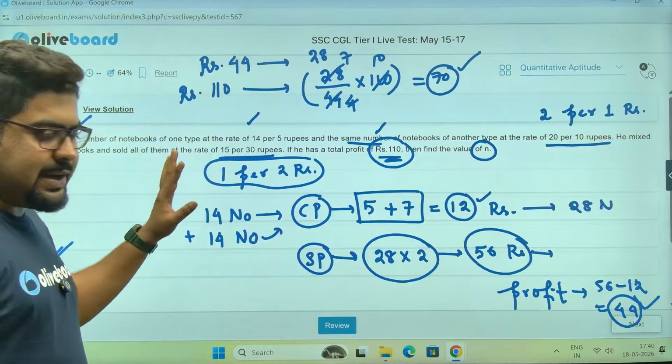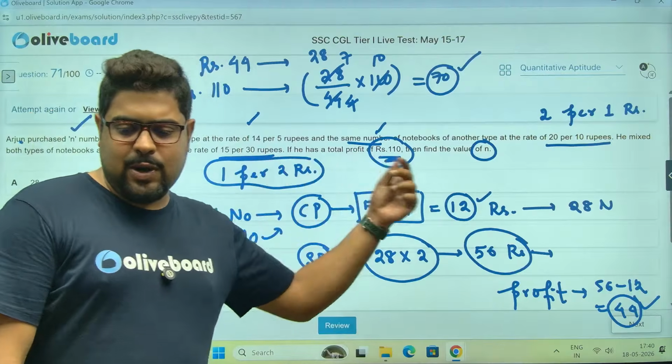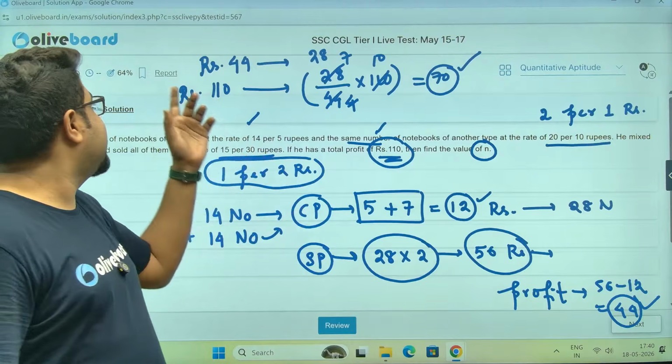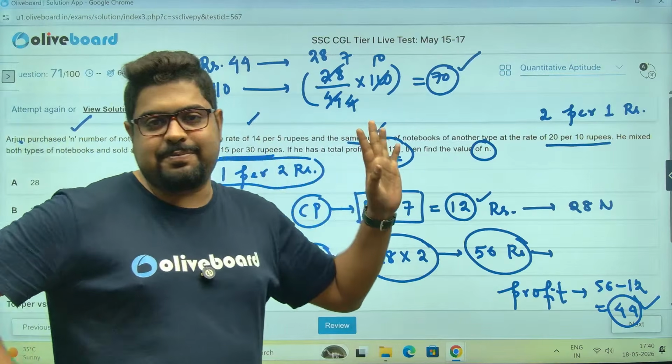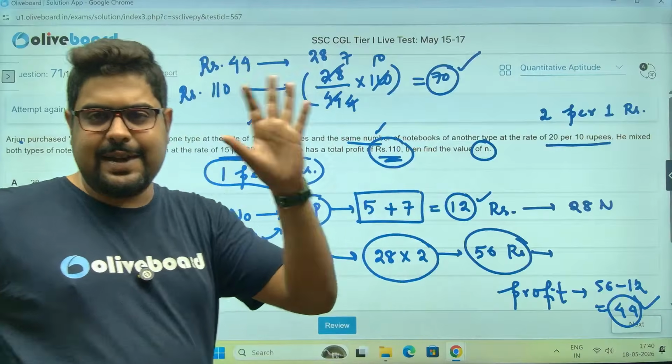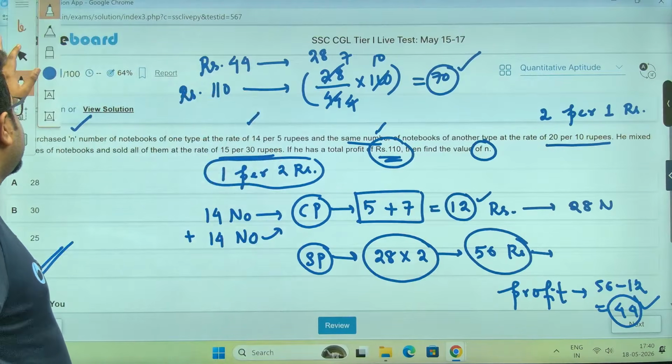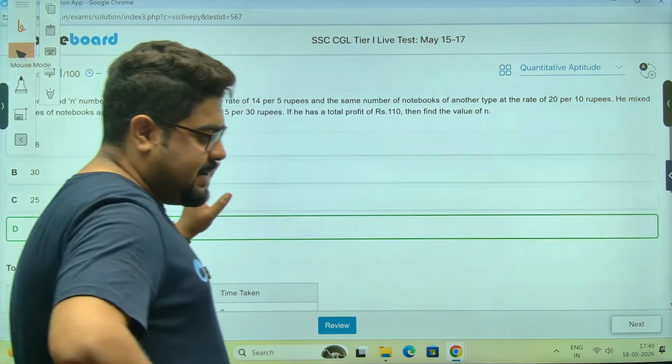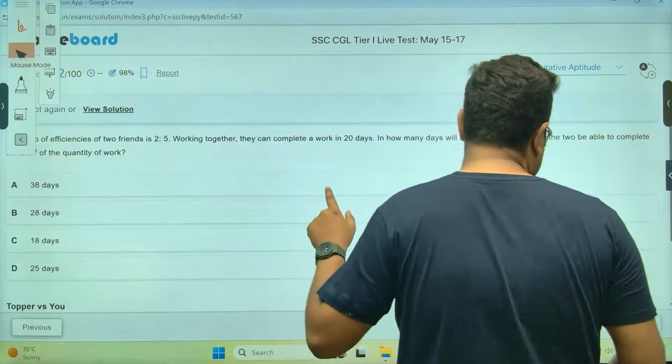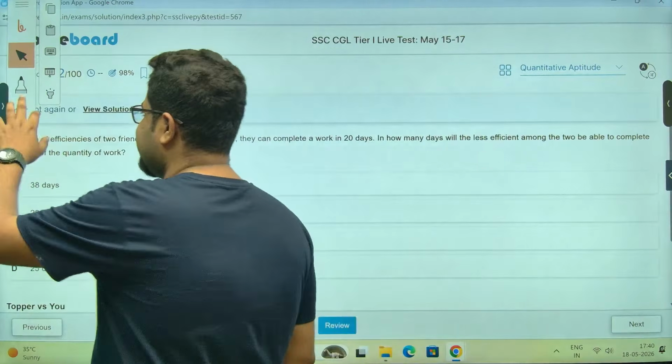Is it clear, everyone? Is this clear? The only question in the question paper, the 71st, which could have given you a little bit of trouble. But again, I don't think this was very difficult altogether.